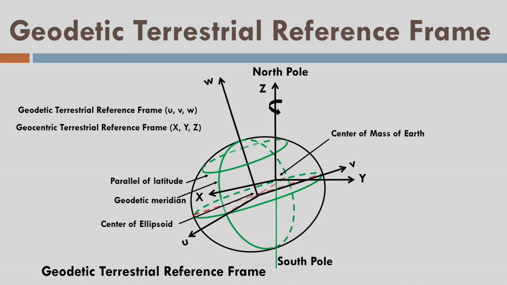Well, again we have seen that we have parallels of latitude and we have a geodetic meridian. Remember, in the last slide we said there is a meridian, and it is called the geodetic meridian in the case of the geodetic ellipsoid. Well, we have the center of the ellipsoid which is away from the geocenter and it is not the geocenter, and so we are showing here a geocentric terrestrial reference frame XYZ and a geodetic terrestrial reference frame UVW.